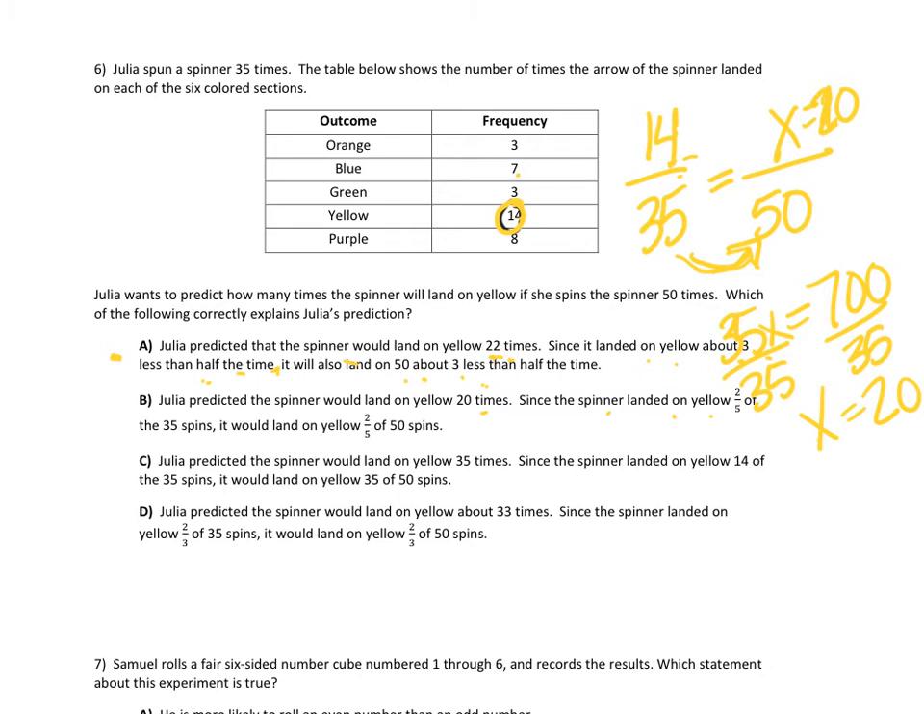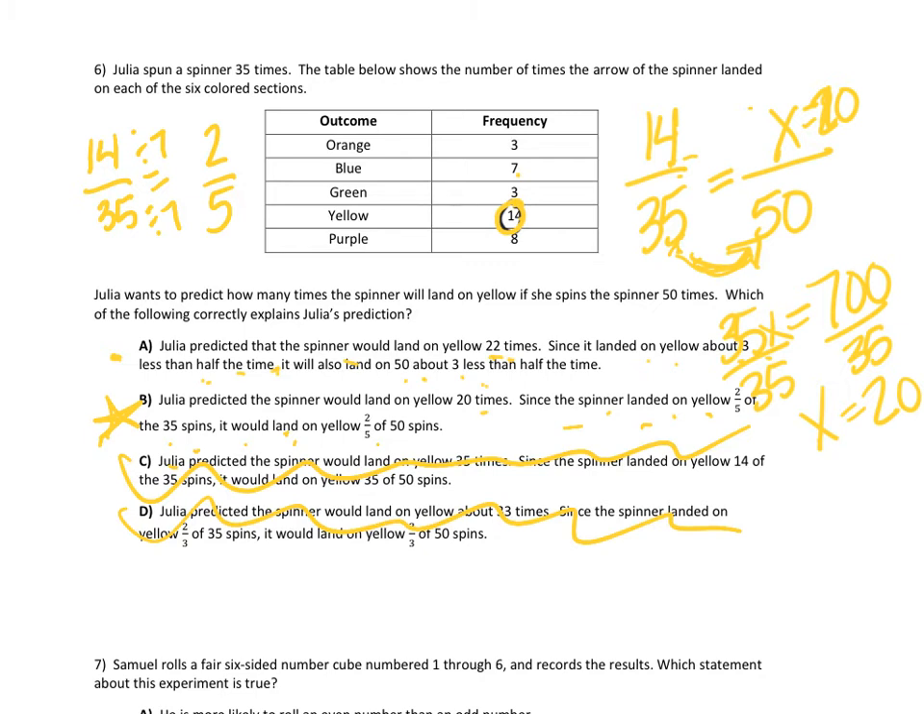If you reduce 14/35, what does it go to? It goes to 2/5. If you divide by 7, you get 2/5. Since the spinner landed on yellow 2/5 of 35 times, it would land on yellow 2/5 of 50. That's a good prediction. I think I like that one the most. Let's look at C. Julia predicted the spinner would land on yellow 35 times. Well, we already decided it needed to be more than 14, but not close to 35, right? Okay. And then this one is 33 times, so we're out there. So our answer is B.